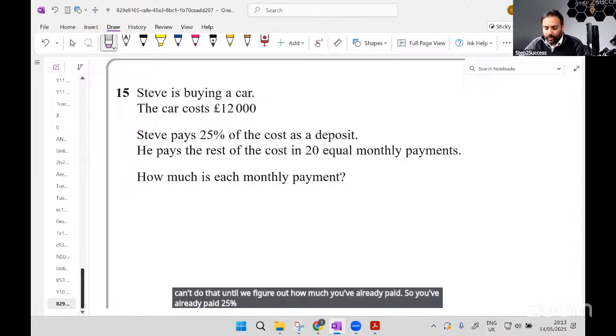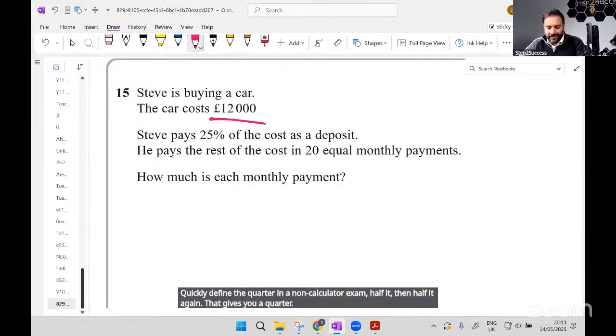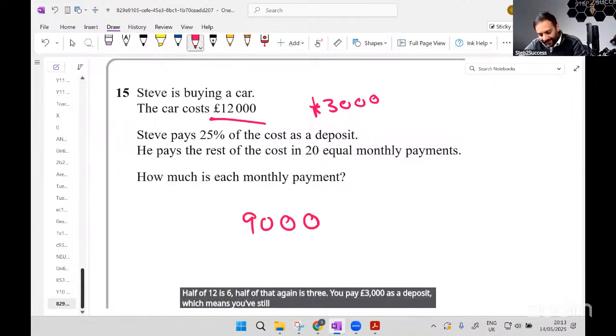25% is a quarter. Quickly to find a quarter in a non-calculator exam, half it, then half it again. That gives you a quarter. Half of 12 is 6. Half of that again is 3. You pay £3,000 as a deposit, which means you've still got £9,000 left to pay.